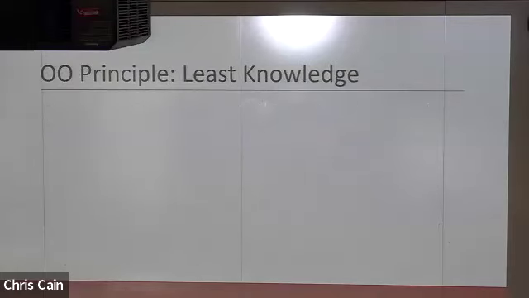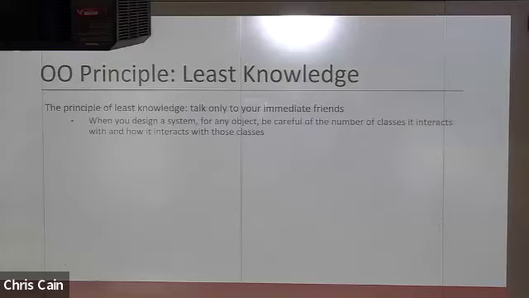Takes us to a last OO principle for the course, the principle of least knowledge. This says that you only want to communicate with your immediate friends. If you have friends of friends, talk to them through your friends. Don't go try to approach them directly. Keep your friend group small and close to you.